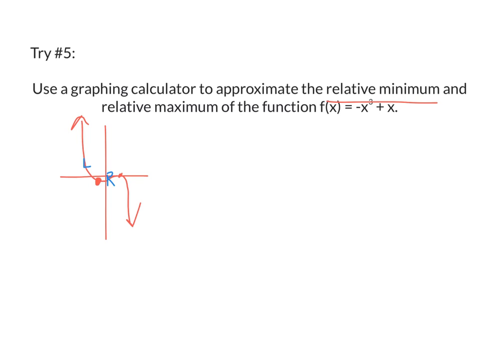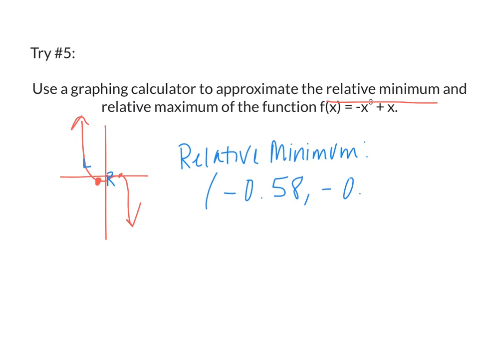So we're going to move our cursor to the left of that point, and then move it to the right just slightly. And then we're going to guess, and the relative minimum I get, as an ordered pair, is approximately negative 0.58 comma negative 0.38. That's an 8.